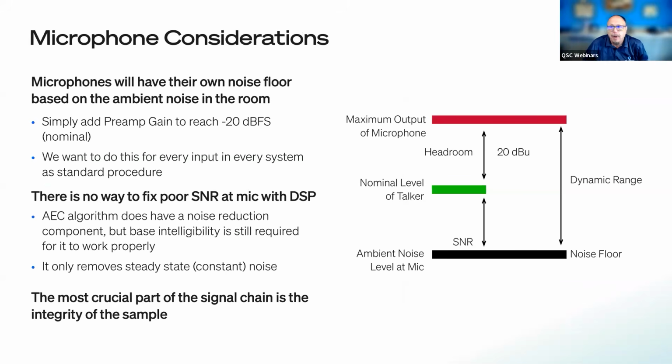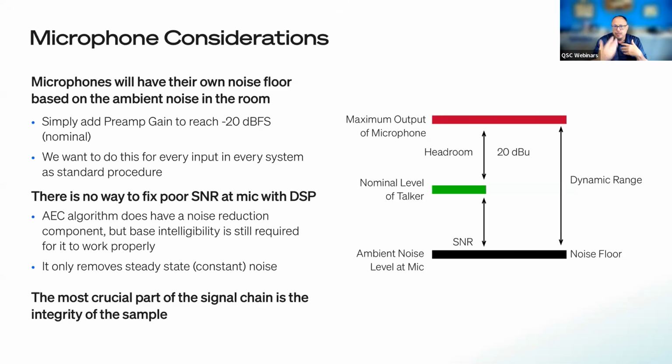So we'll go on here. Microphones have their own noise floor based on ambient level in the room, right? This is where the extra challenges come in, right? It's not just the electronic noise associated with the circuit, but also whatever ambient noise. Now we're bringing in fans and air conditioning and building vibration and who knows what, water running through the plumbing in the wall. Who knows what other things are going to be brought into there. So what we'll do there is we simply add preamp gain till we get to the nominal level.